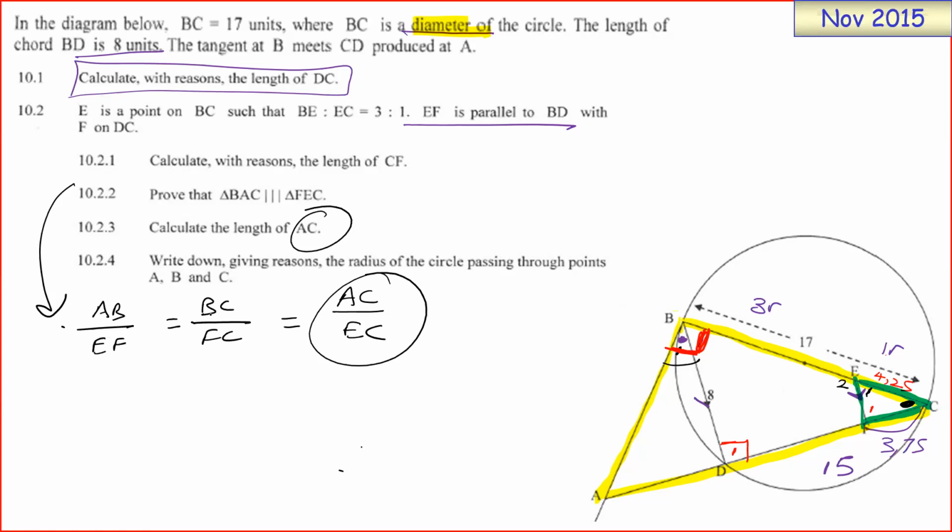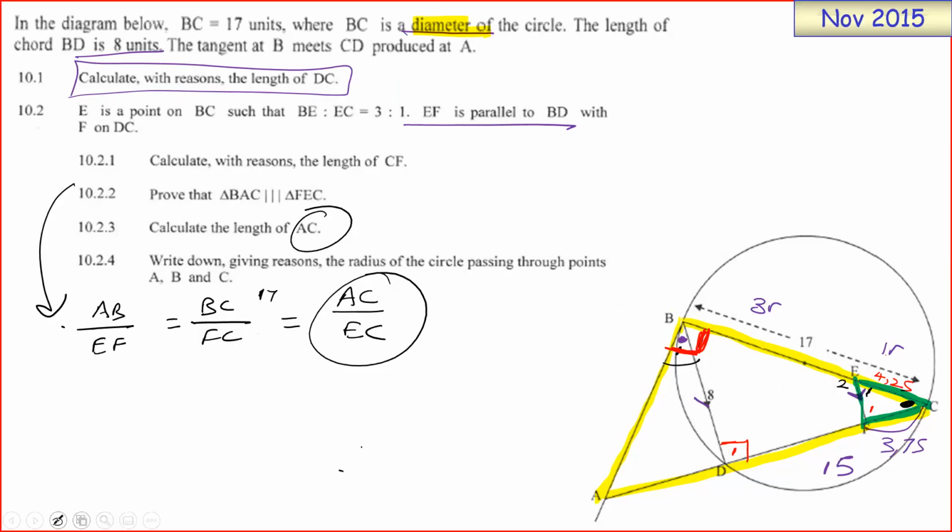Do we know what BC is? Yes, sir. BC is 17. That's a good help for us. Do we know what FC is? Yes, sir. 3.75. We worked it out. So that's a good one to use, all right? So we can conclude now.